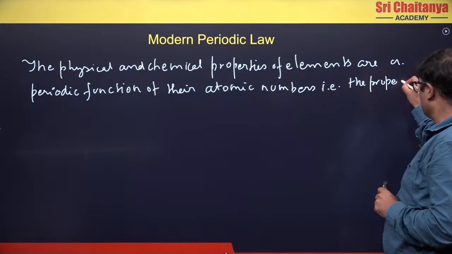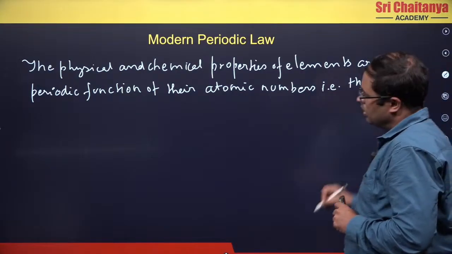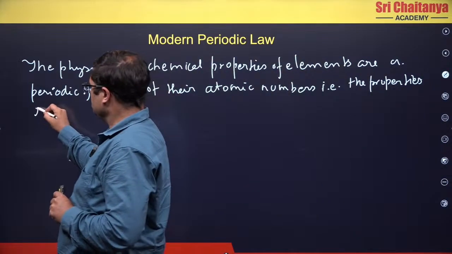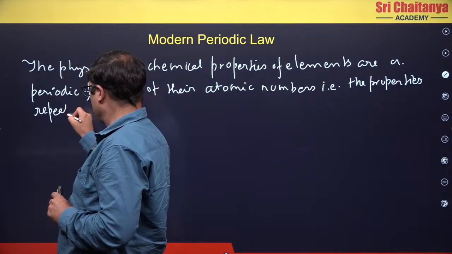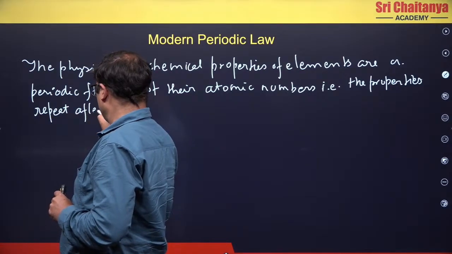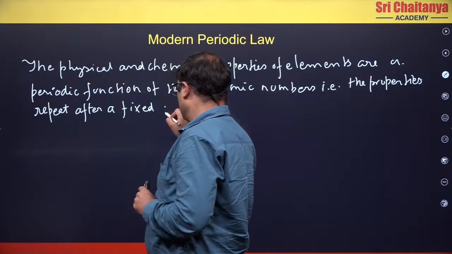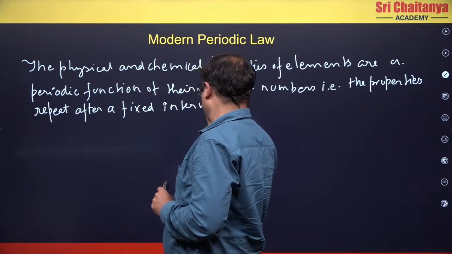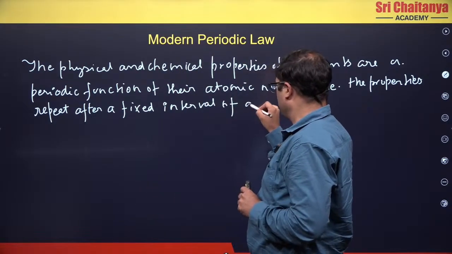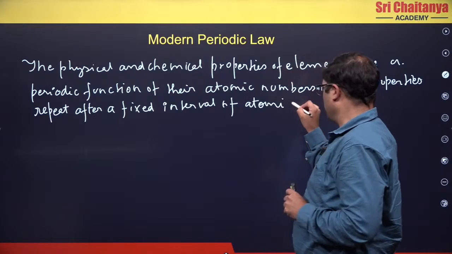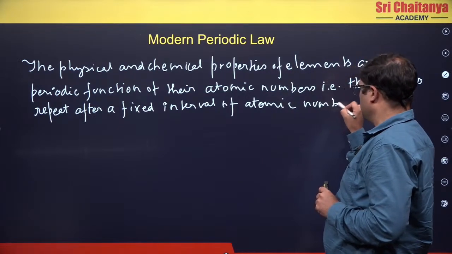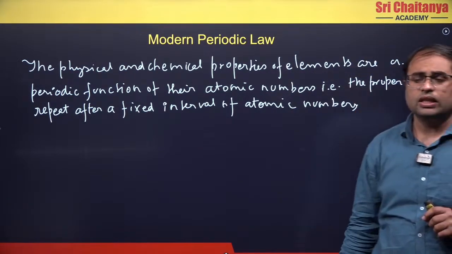Which simply means that the properties repeat after a fixed interval of atomic numbers. So what do I mean by this?